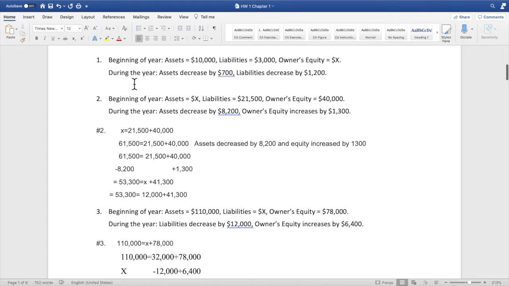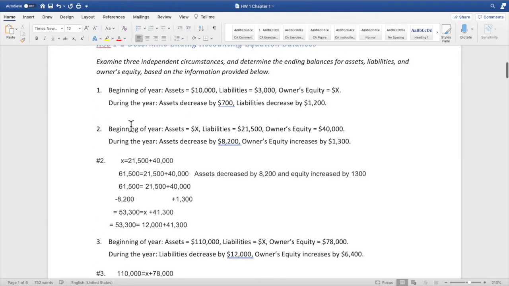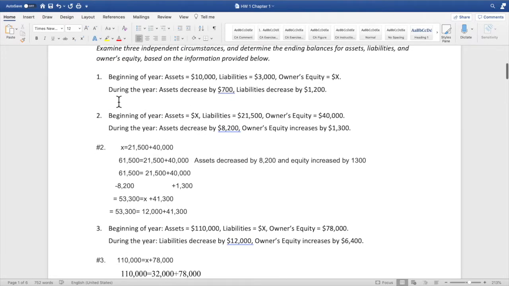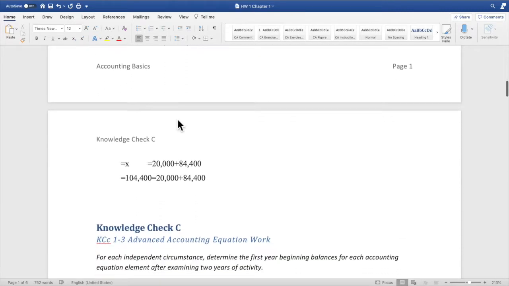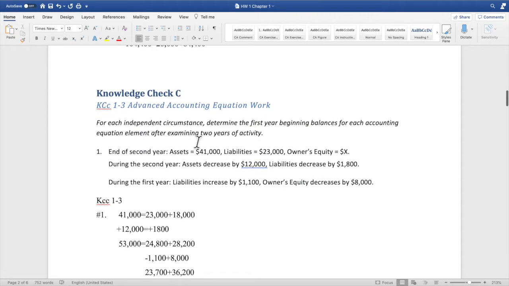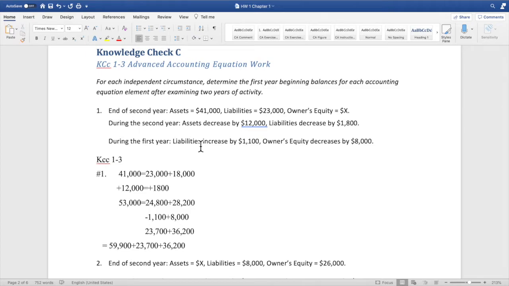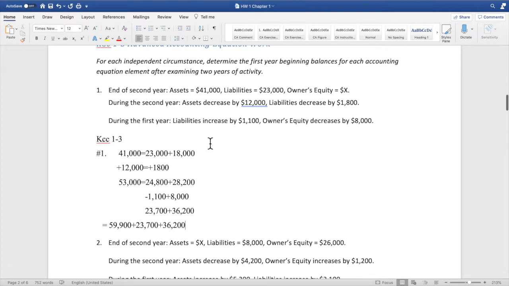If you got number 1 wrong, if you've already completed and submitted homework 1, go ahead and redo it and submit it again. Now these are a little more advanced. So I'm going to give one example so you can work through the other 2 questions.